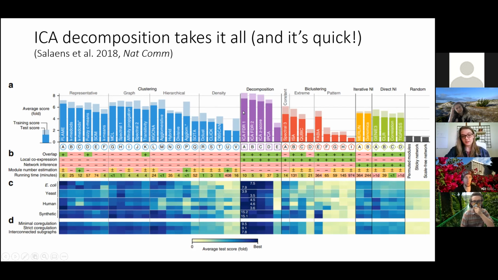In addition, this can also handle overlap. So genes can be in multiple modules, and it can look at local co-expression instead of only global patterns of co-expression. And also, if you want to look down here at the runtime, which I know, once we get into analyzing big data sets, this does become important. ICA runs pretty dang quick. Actually, when I ran it, it takes less than 5 minutes. It's really amazing. So, yeah, so these are some of the results that really convinced me to try out ICA decomposition.